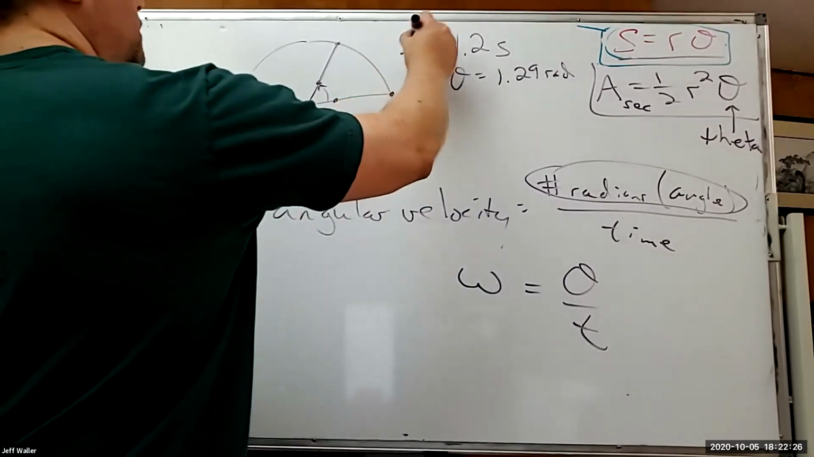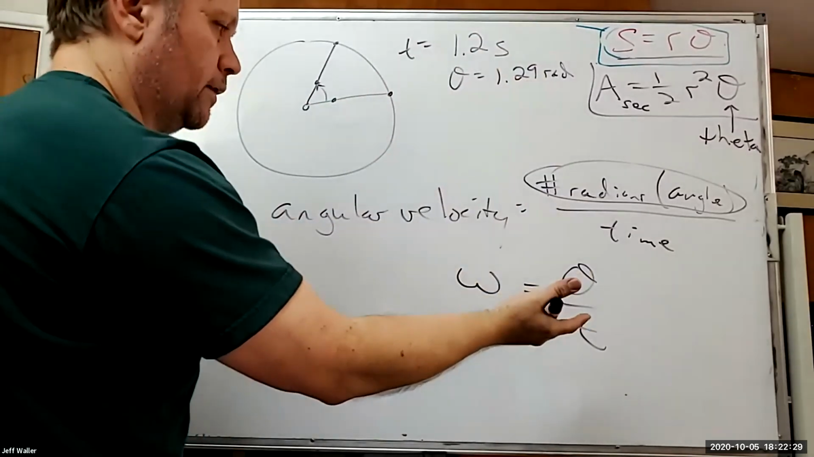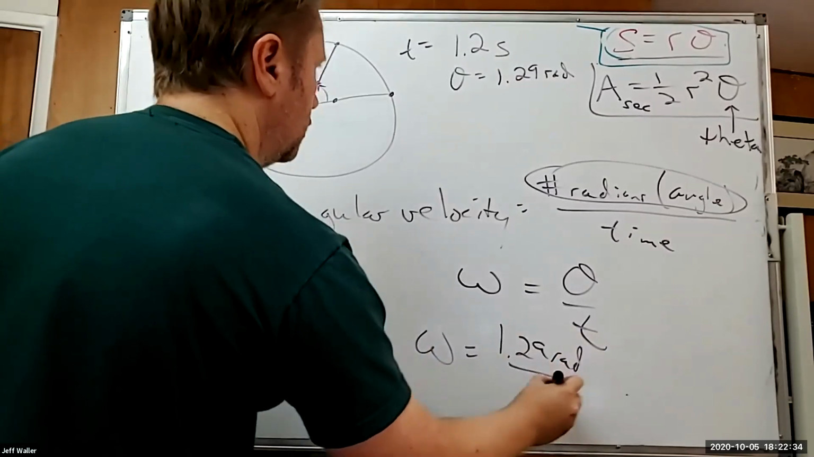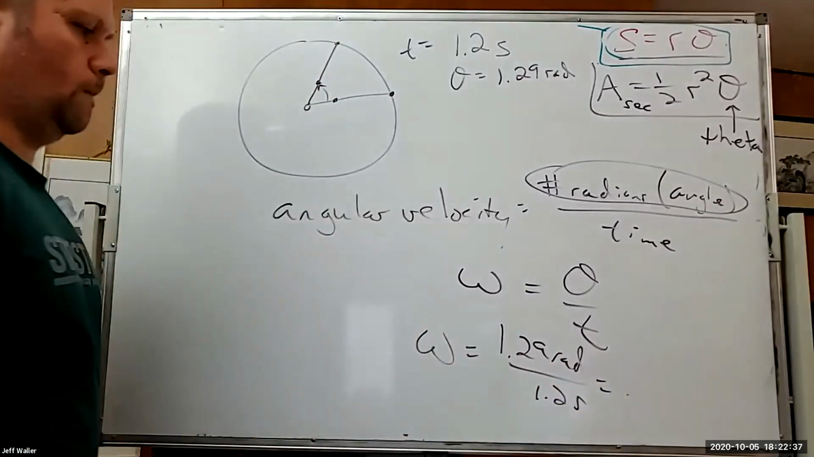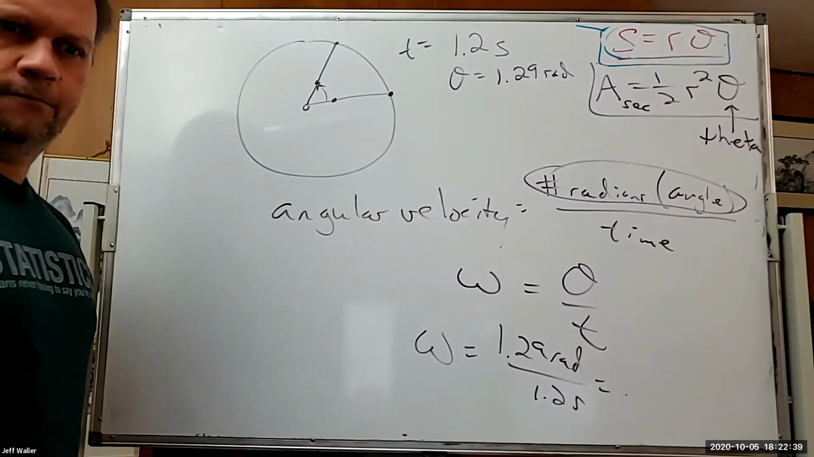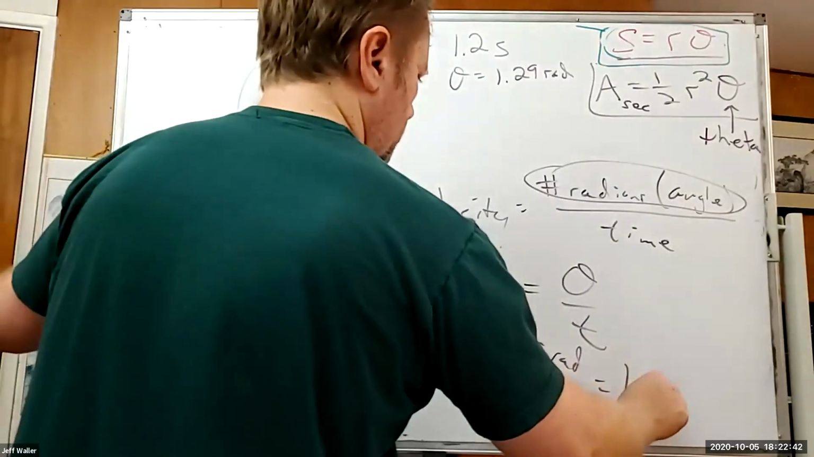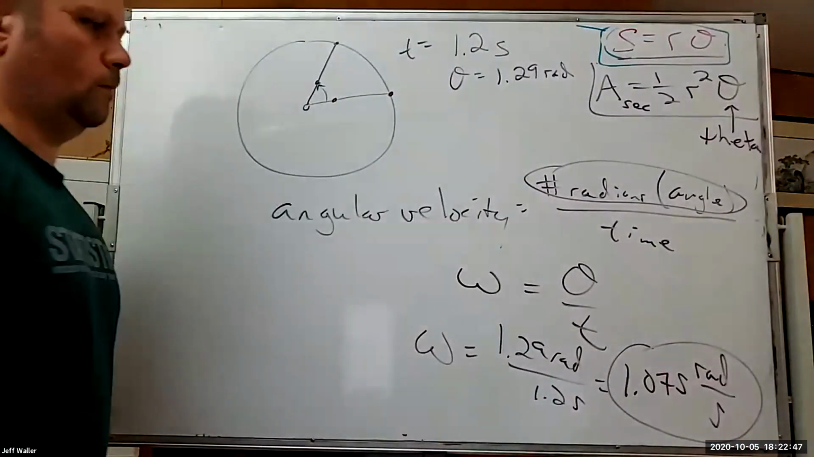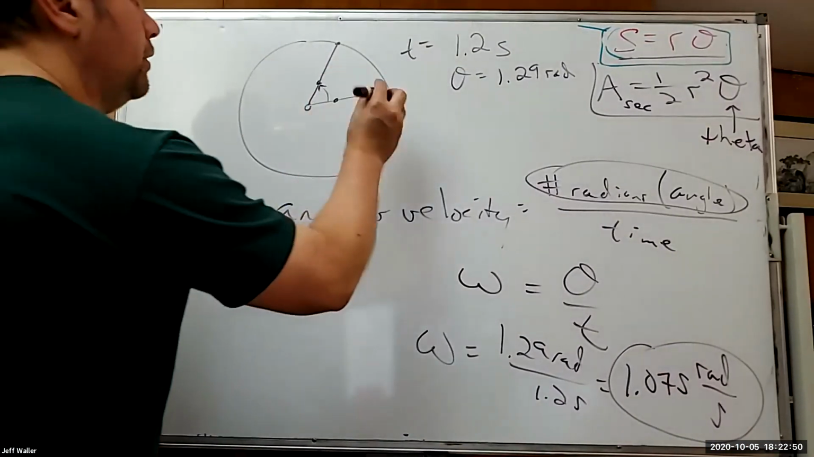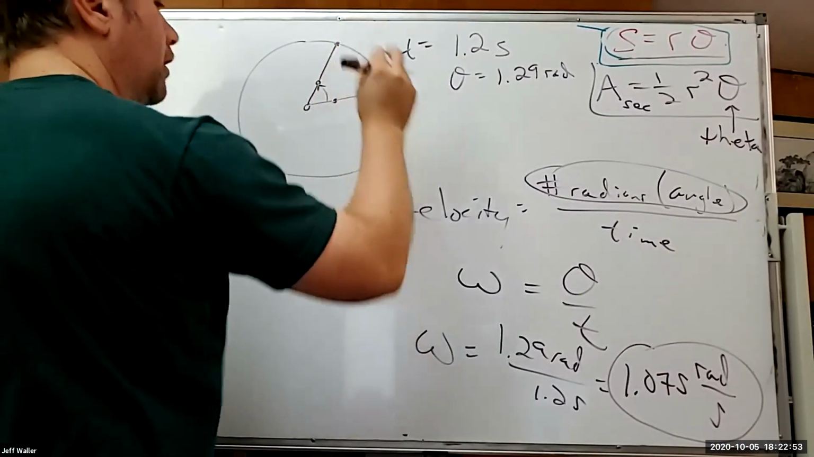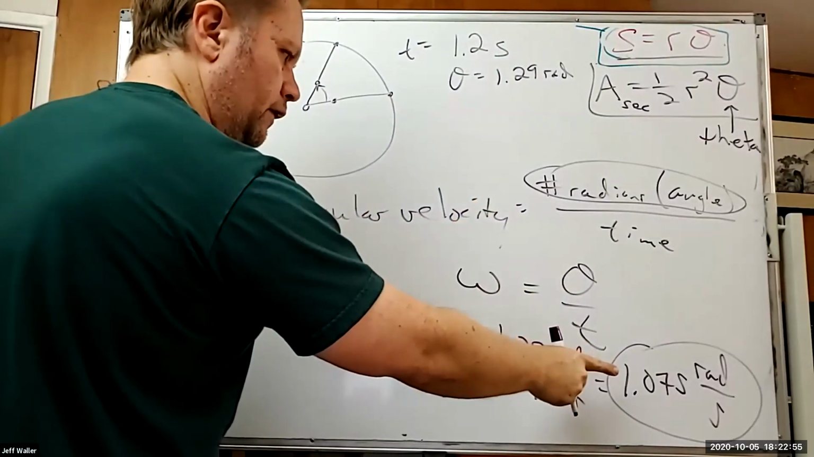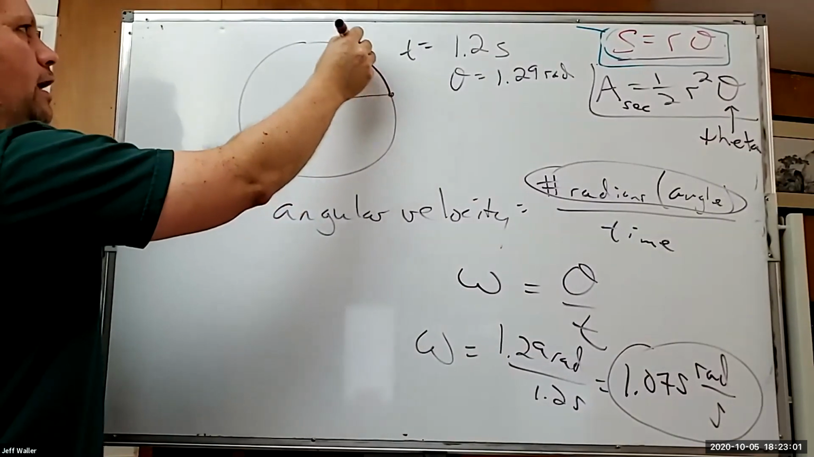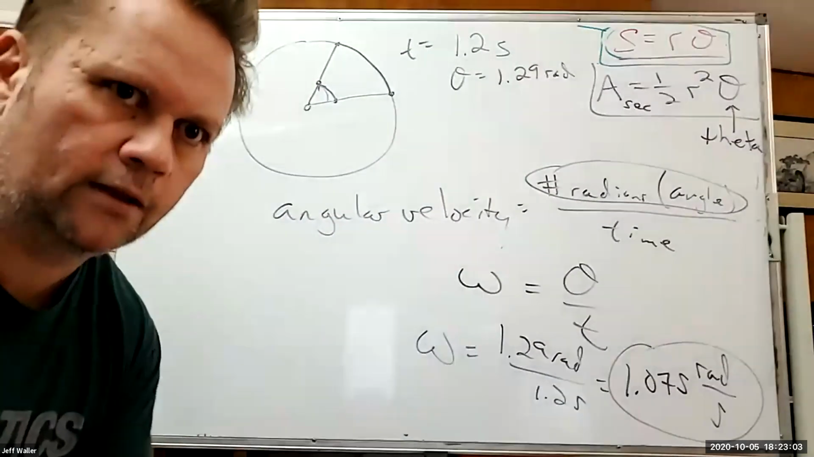So in 1.2 seconds, it goes 1.29 radians. So I just got to plug and chug. Right? So my angular speed will be 1.29 rads per 1.2 seconds. 1.075. Sure. Rads per second. So both of these bugs are experiencing the exact same angular velocity. Neither bug has gone through more or less angle than the other one. Do you guys get that?